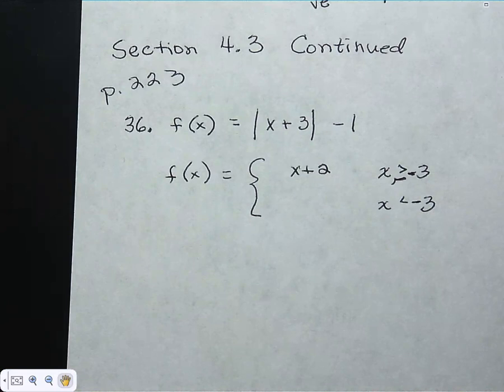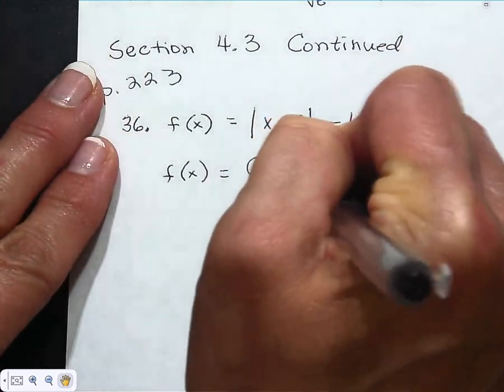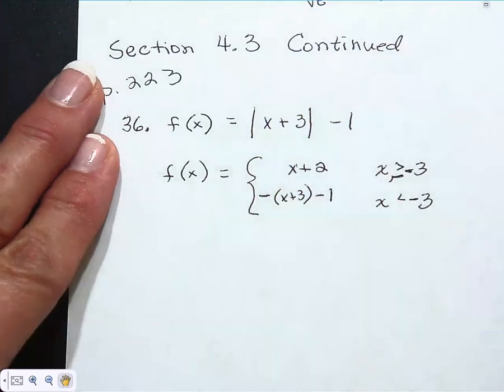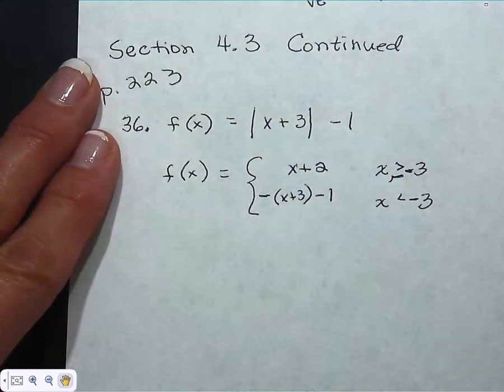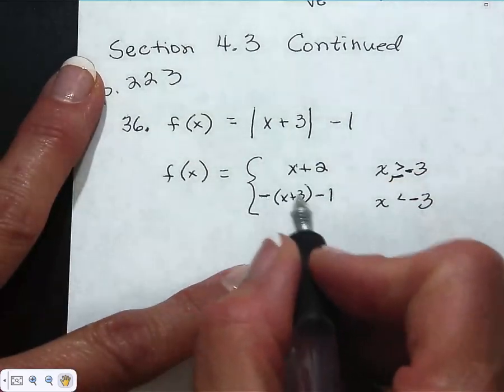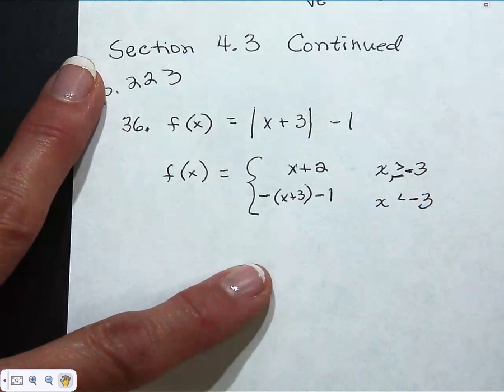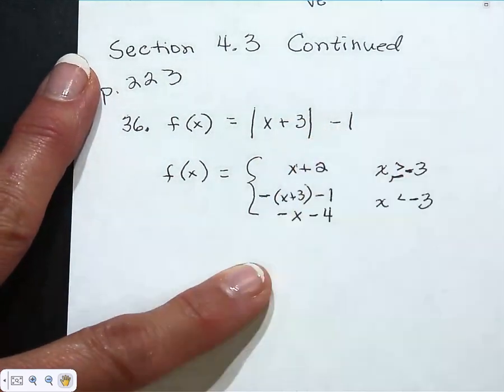Here's how I'd write it. You get out the opposite of what you put in, and then subtract 1. And I would clean that up. That would be negative x minus 3 minus 1, or negative x minus 4.